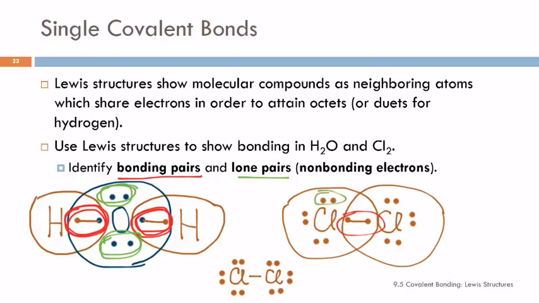There's 6 lone pairs. 1, 2, 3, 4, 5, 6. Okay, yes? If the bottom one is the grown-up version, what's the first one? This is the learning how to do it version. Oh, okay. It's the baby version?